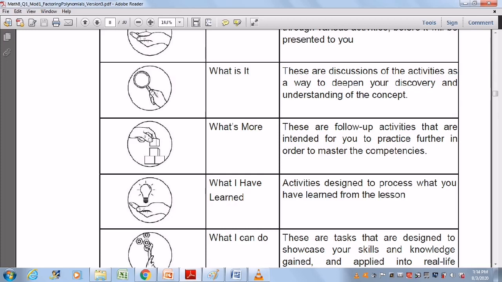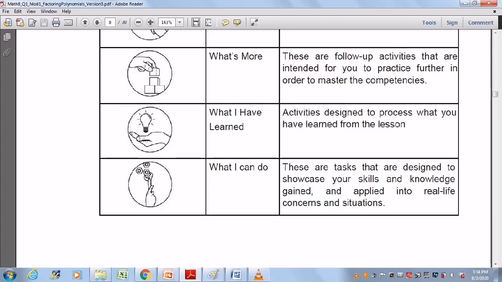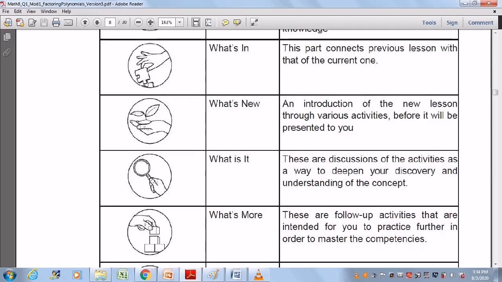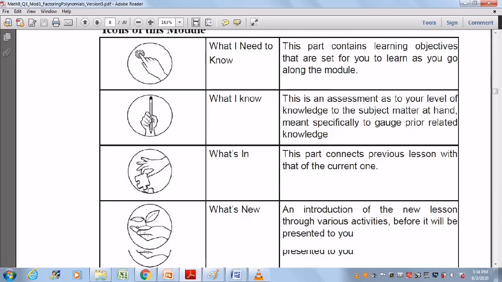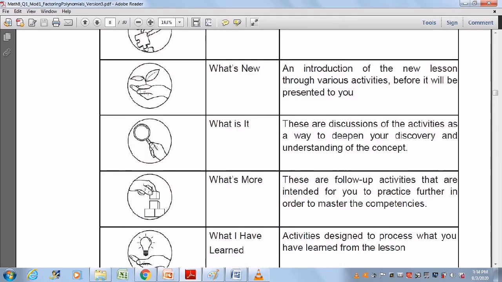What I have learned, activities assigned to process what you have learned from the lesson. And then what I can do, so these are tests designed to showcase your skills and knowledge gained. Ayan, and apply it into real life concerns and situations. So, ito yung sa assimilation part, merong application or problem solving part ng mga learning. So, those are the icons na gagamitin sa module so that you will be guided in answering it.